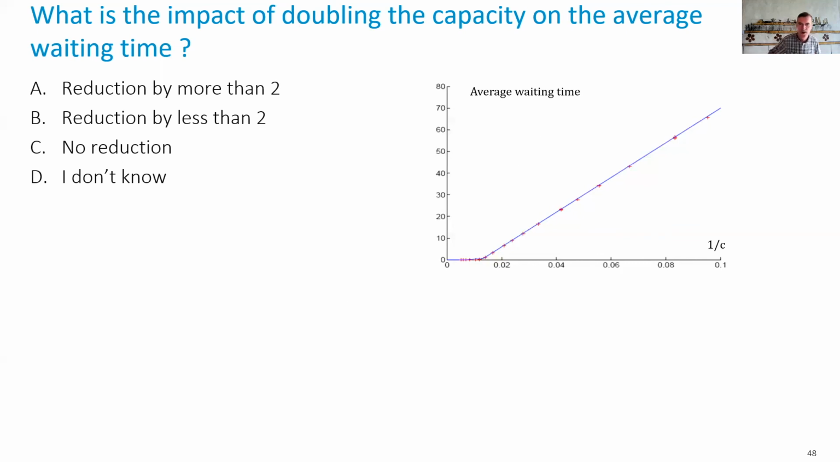I close the poll in a few seconds. Closing. Here we are. There's a tie. And the exact answer is there will be a reduction by more than 2 because this curve is convex.